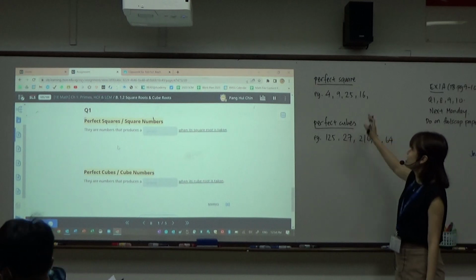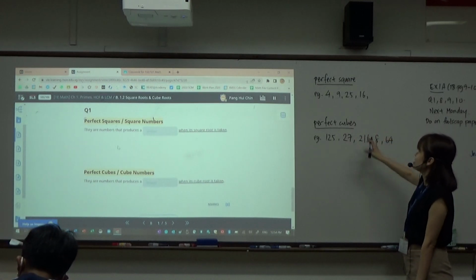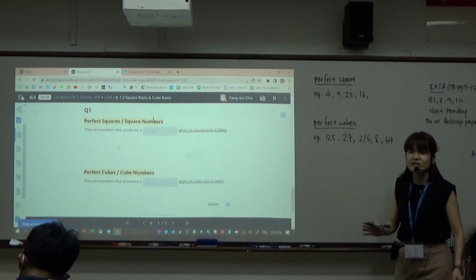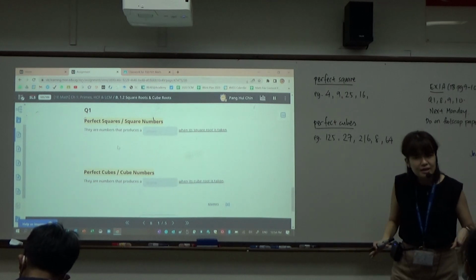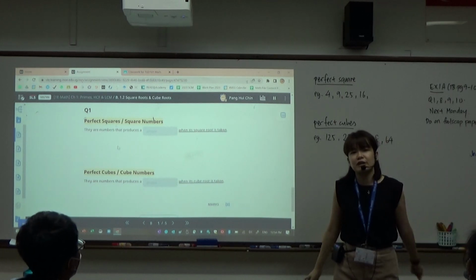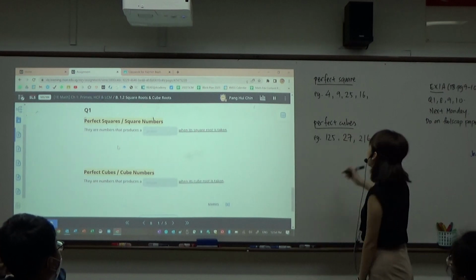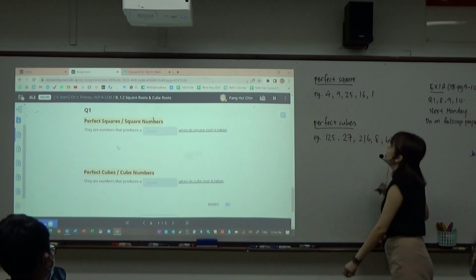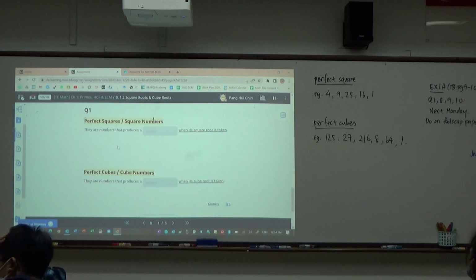Now, between these two kinds of numbers, I noticed that there isn't much overlap. Can you give me the smallest number that can be both a perfect square and a perfect cube? 1. Okay, great. So 1 itself can be both a perfect square and also a perfect cube.